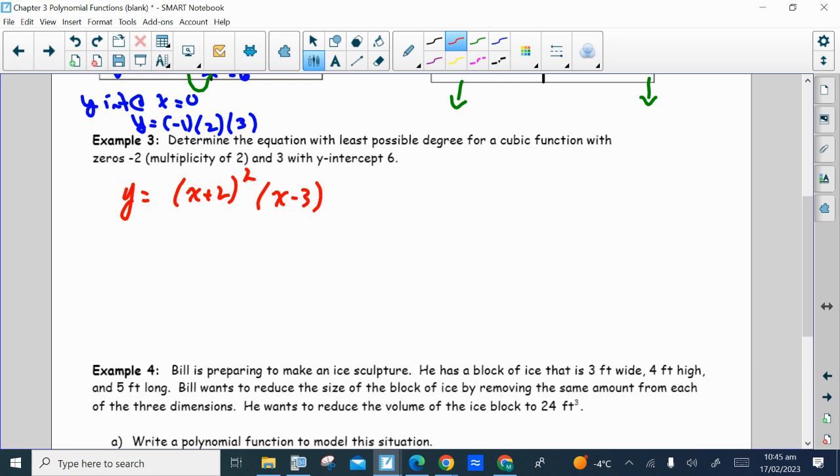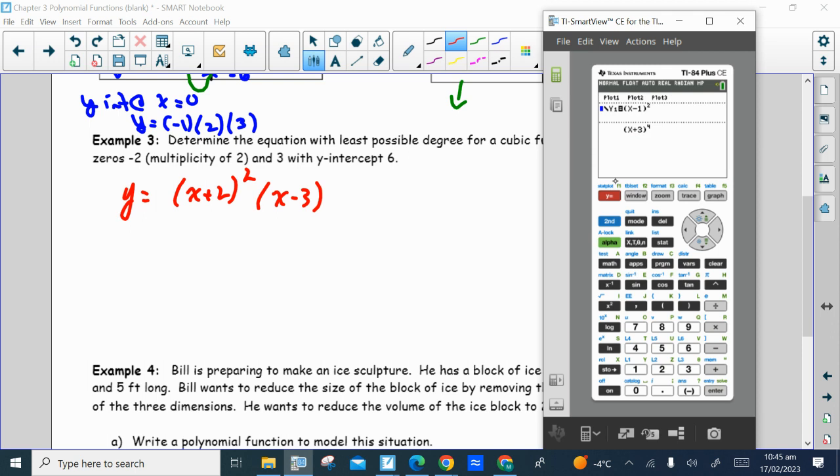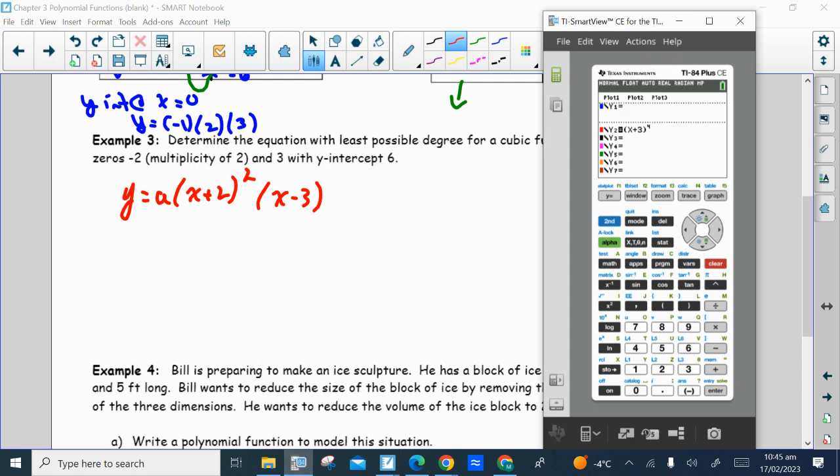Now, I mentioned before, there are infinitely many graphs or polynomial functions that we can come up with that have these characteristics, right? If I put this equation into my calculator, and in this case, I'm going to put an a value there because we talked about that before. I mentioned it. If I just let a equal 1, what will it look like?